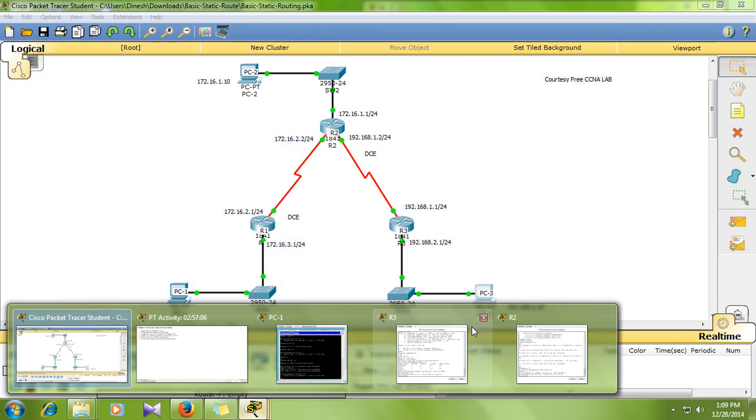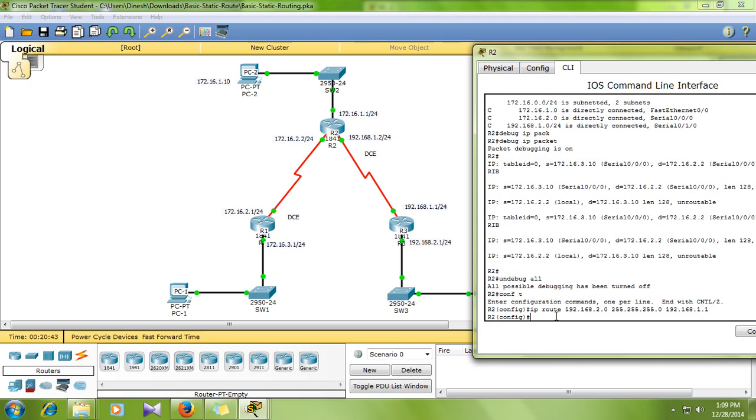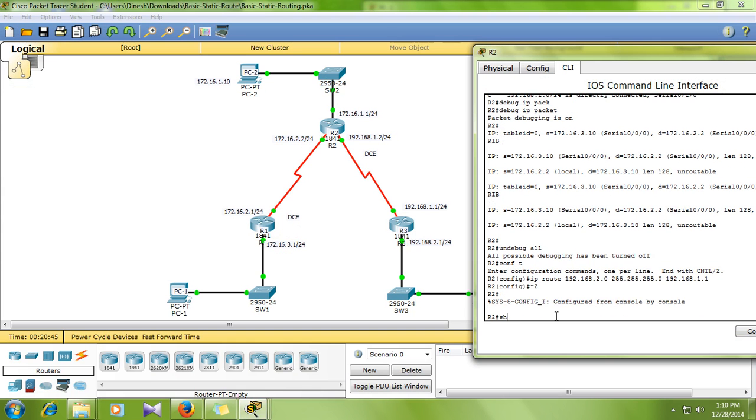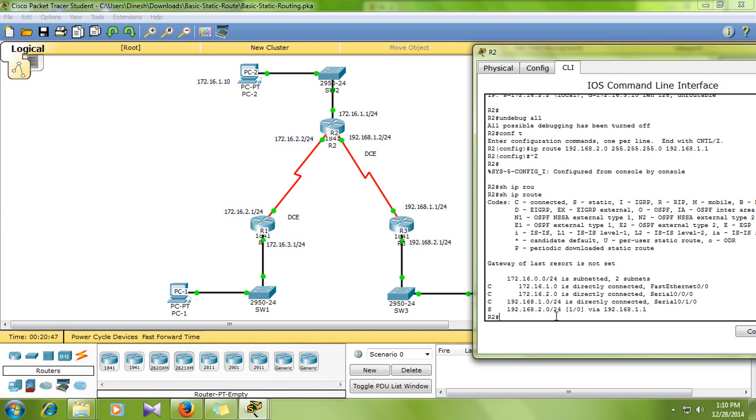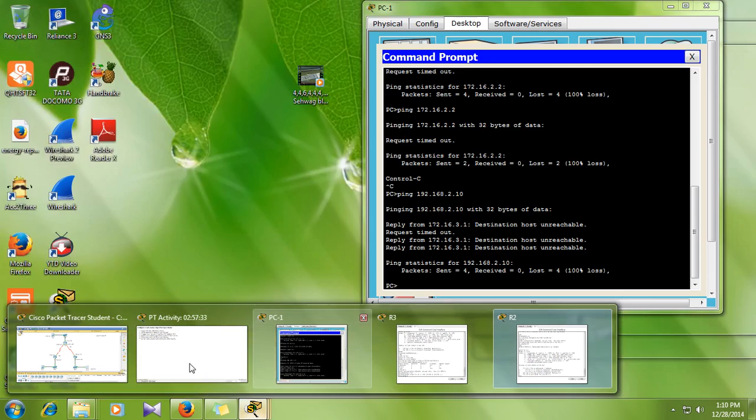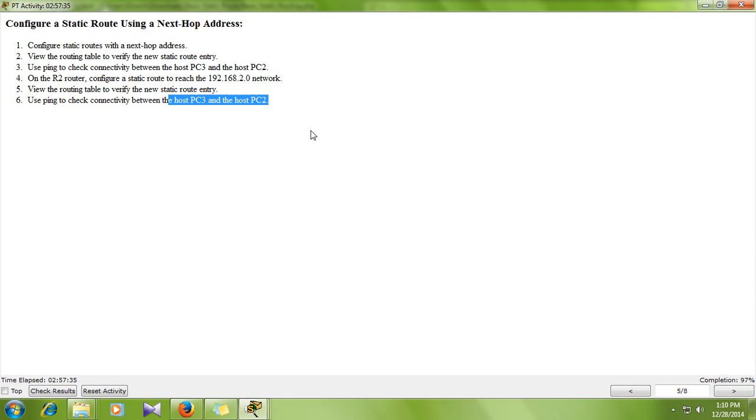See the lookup of the routing table on R2 and R3. You will get a message like this one. Static route: whenever you need to reach 192.168.2.0, you can send the packet to 192.168.1.0. The administrative distance is 1. We will see what is meant by administrative distance, because the next task is on that. Okay, PC3 to PC2 connectivity is there.